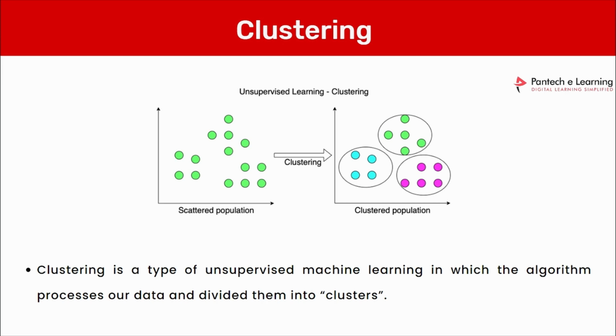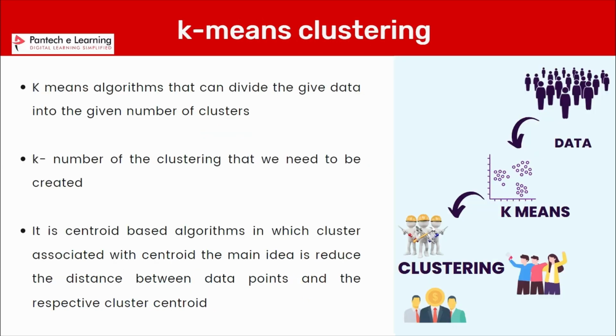But when you have a large data set, it's not easily possible to just visually see it and find the clusters. For that we can use a clustering algorithm. Clustering is a type of unsupervised learning in which the algorithm processes our data and divides it into clusters or parts. And here we need to mention how many clusters we require. You'll be seeing that later.